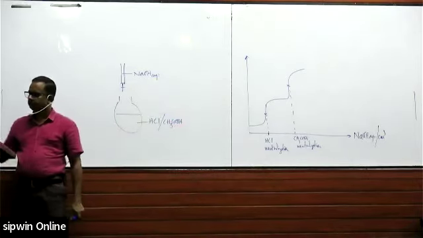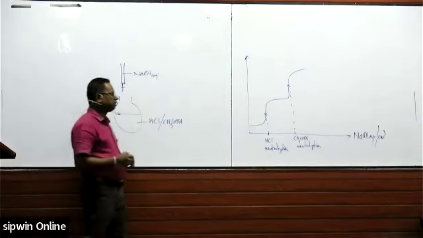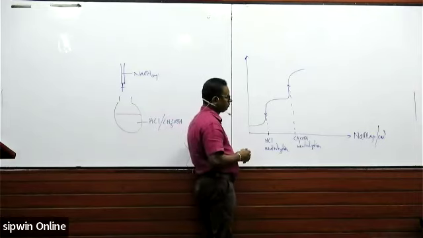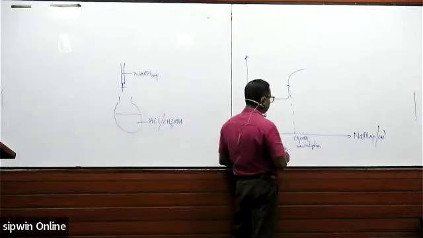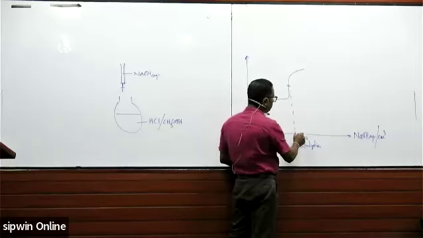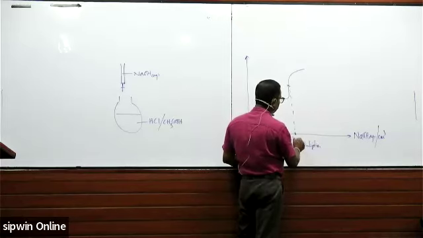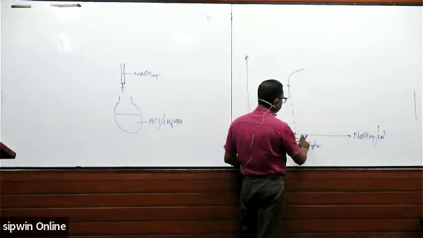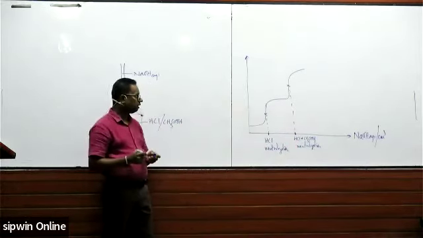HCl neutralization, right? Here, if you consider volume, that is actually both HCl and acetic both. HCl plus acetic, both neutralized there. Second equivalence point.